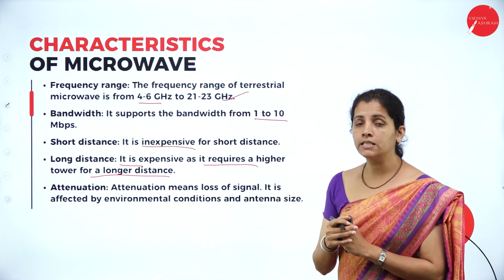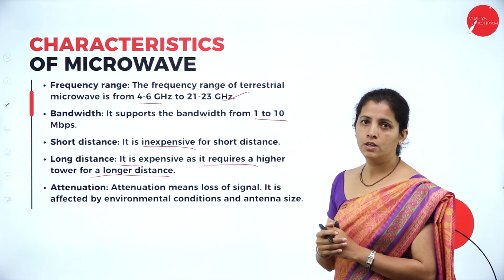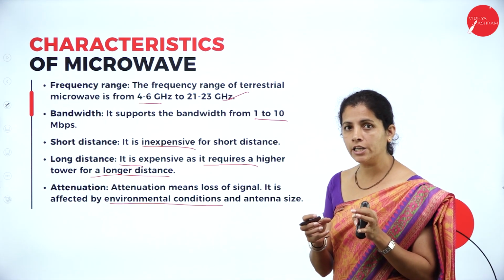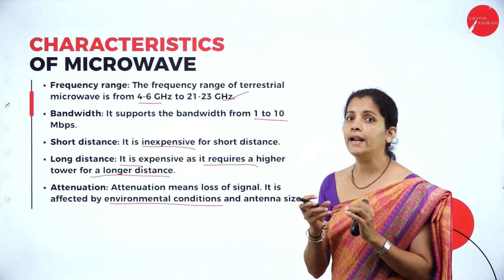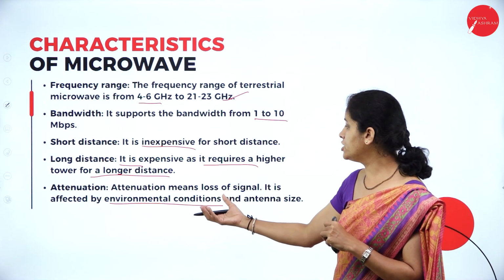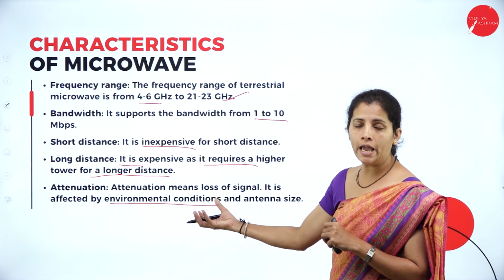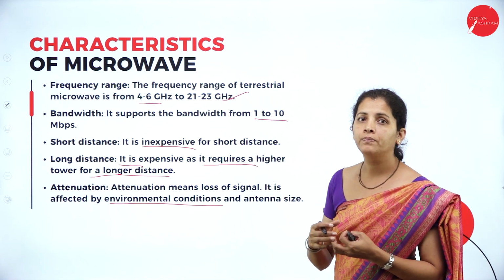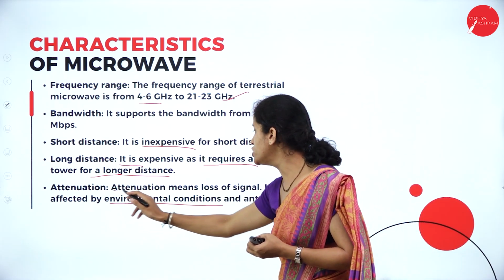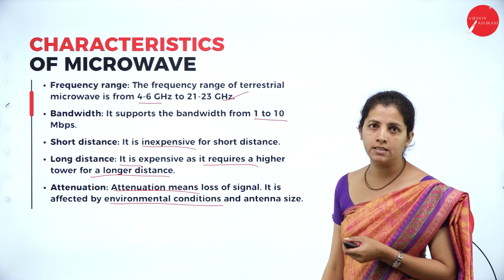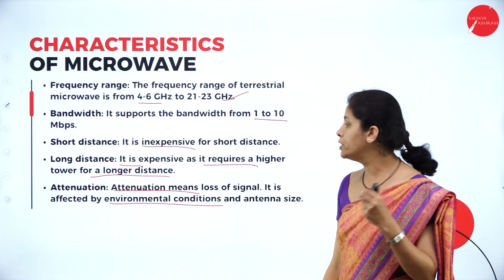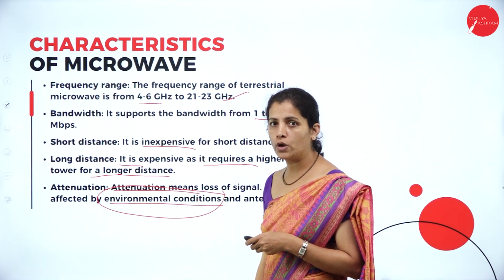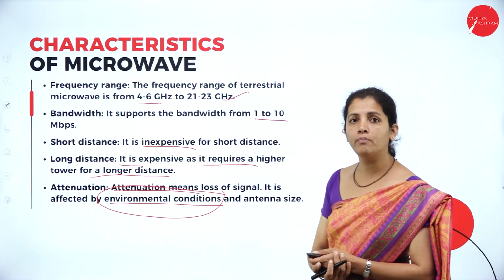The next characteristic here is attenuation. Due to environmental conditions, microwaves get affected. Environmental conditions in the sense what? Due to air and rain, the electromagnetic waves get affected. Attenuation means loss of signals. So signals vary due to environmental conditions as well as noise. These are the characteristics of microwaves.